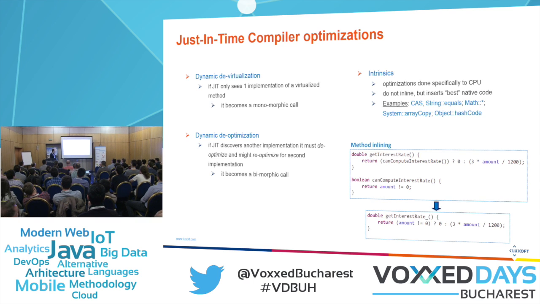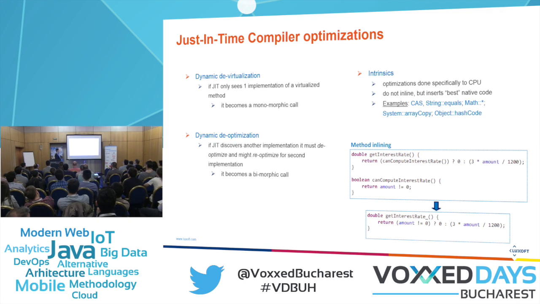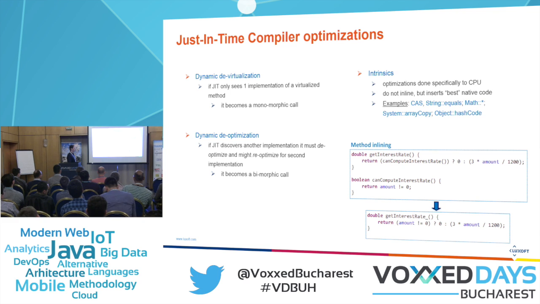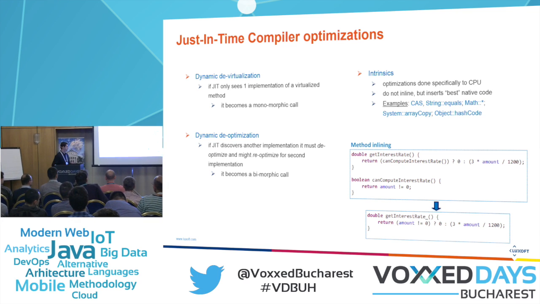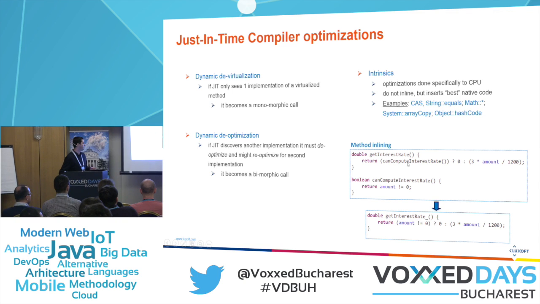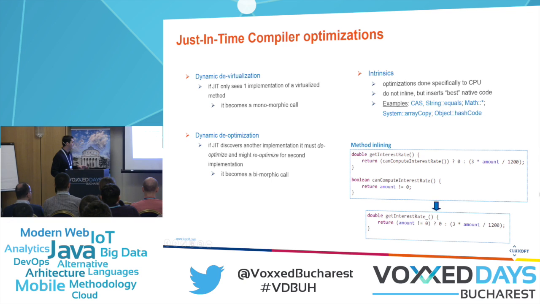And we have another one, which is method inlining. Mainly, it replaces the target method call with the code that defines that method in the caller. Why does it do that? Because it saves some pushing and popping of frames on the stack, and it's quite quick.